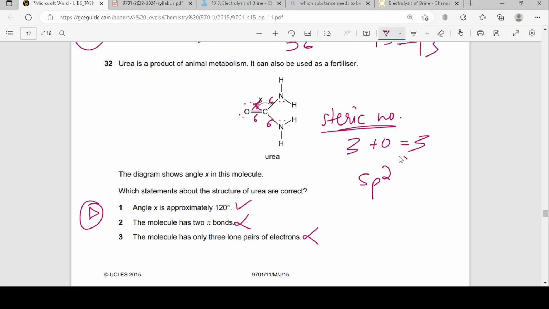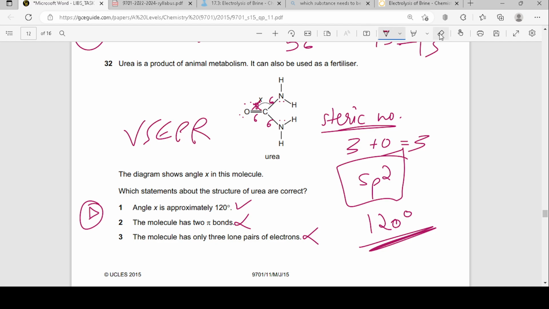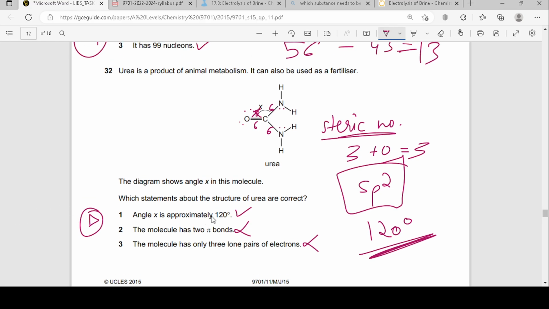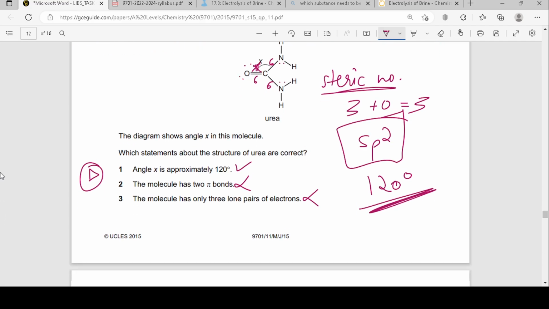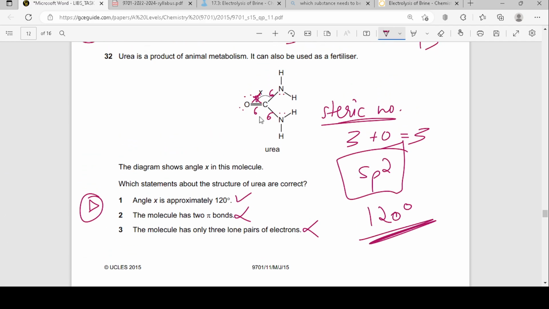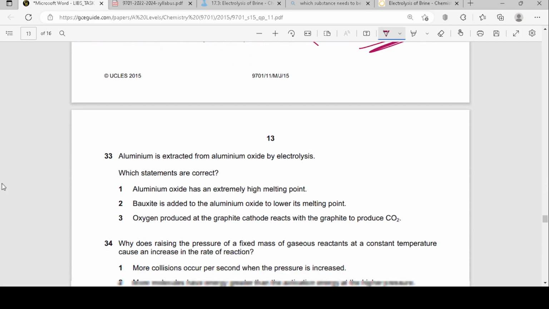The hybridization is sp2, and the bond angle for sp2 is 120 degrees. So angle X is approximately 120 degrees. That is true according to VSEPR theory, valence shell electron pair repulsion theory, lone pair and bond pair repulsion and all that. Using that knowledge, we can say angle X is approximately 120 degrees. But the other two statements are wrong, obviously. Okay, so that's question number 32.